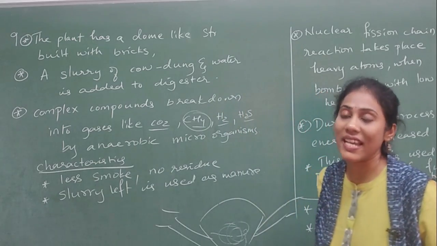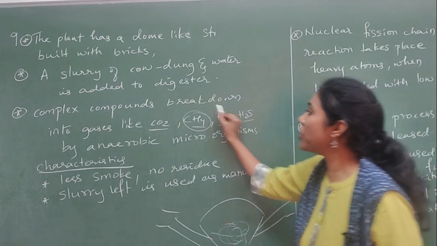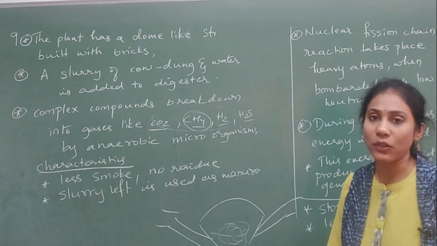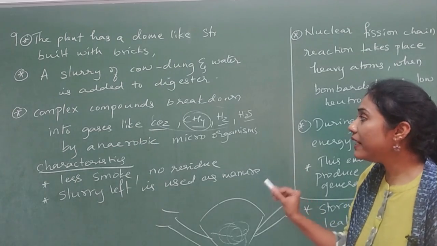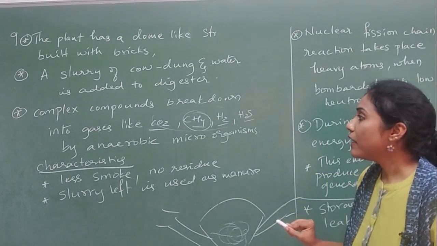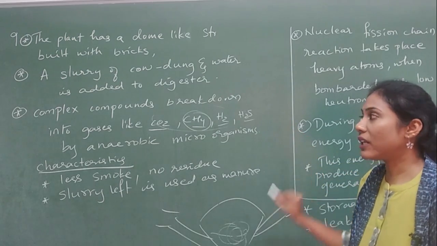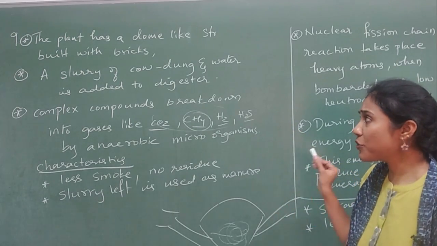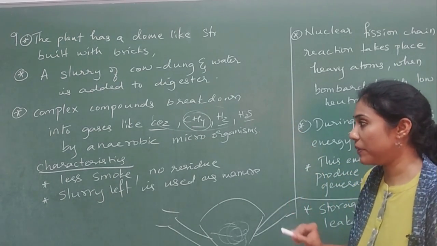This mixture is used as a biogas. Okay, so the main constituent is methane here. Clear? So these are the points you have to write carefully. So this is how the biogas is formed.